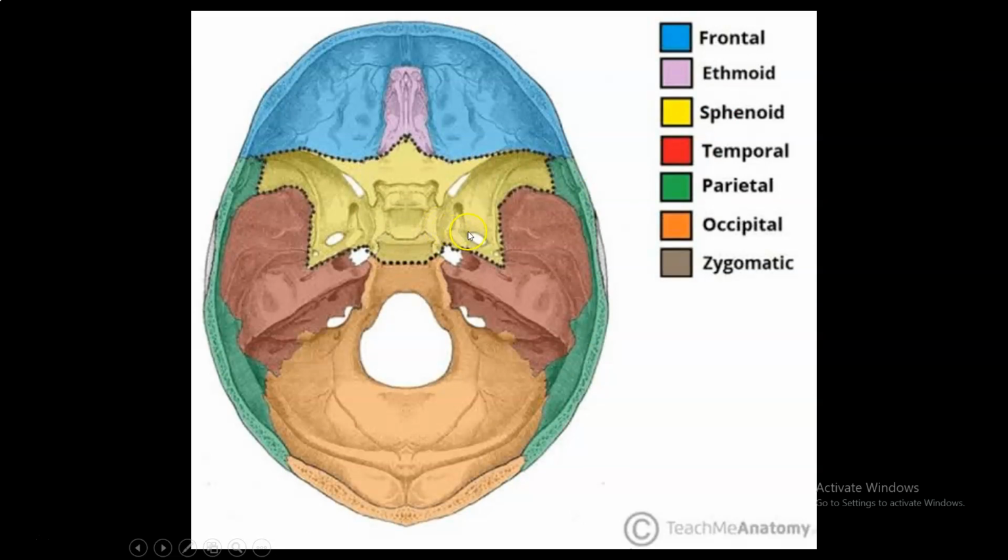Another time you see that this bone is containing some foramina, which are the foramen rotundum, the foramen ovale, and foramen spinosum. Foramen rotundum is present in the medial part of the sphenoid bone, and the foramen ovale and the foramen spinosum in the base of the sphenoid bone.